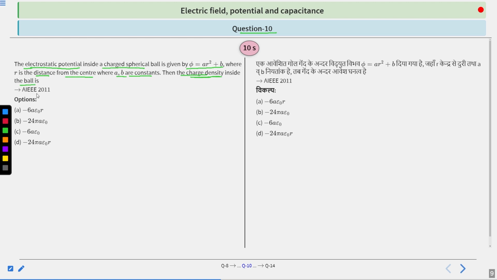So this is an AIEEE 2011 question. So based on this question, which option is correct? Option A is minus 6a epsilon naught r. Option B is minus 24 pi a epsilon naught, option C minus 6 a epsilon naught, and option D minus 24 pi a epsilon naught r. Clear? So which option is correct? Option A, option B, option C, or option D? You have some time to solve this question. After that, we will provide the solution of this question.